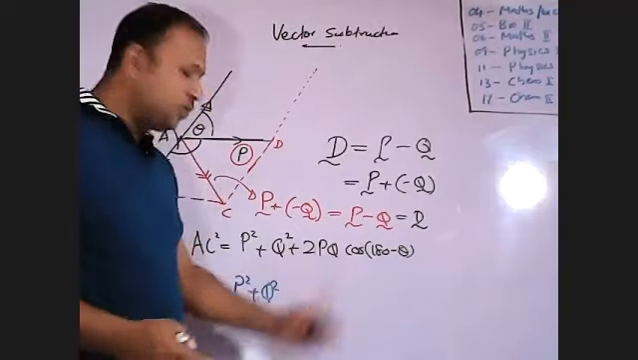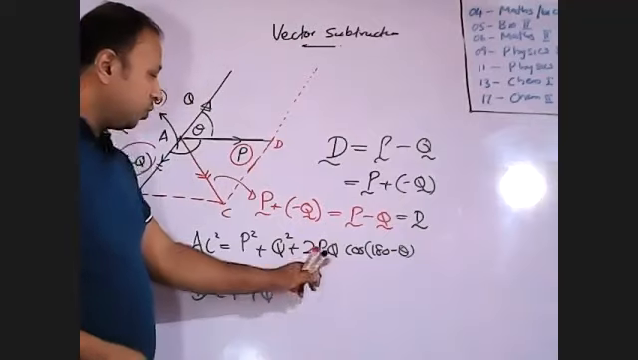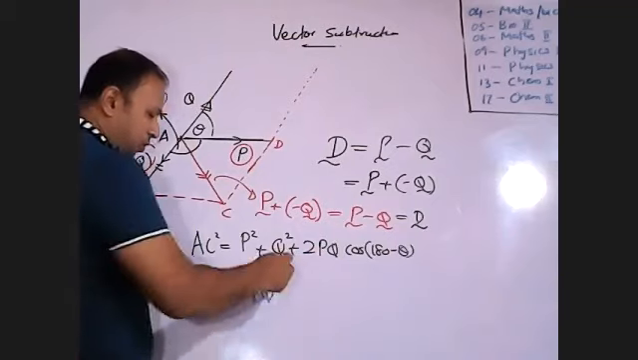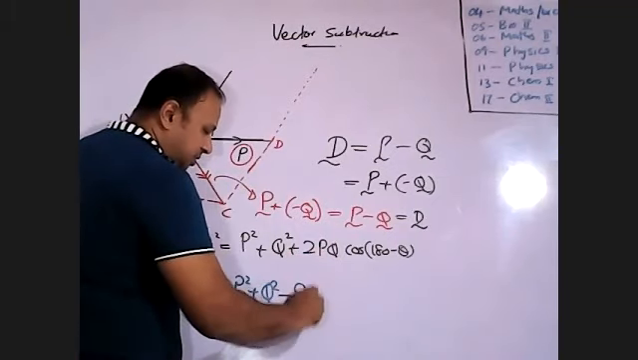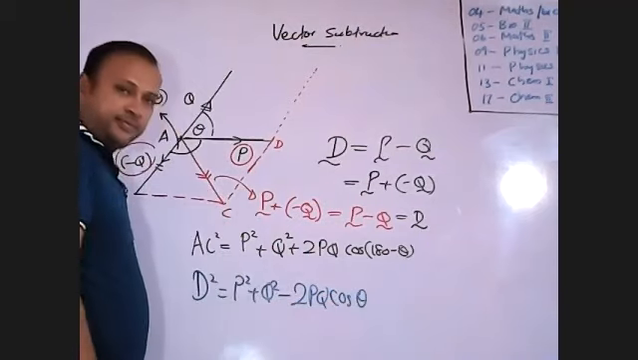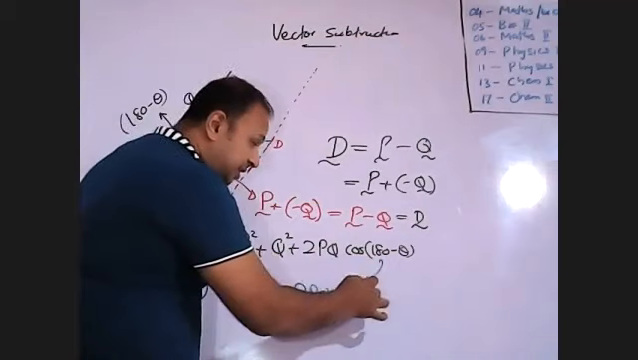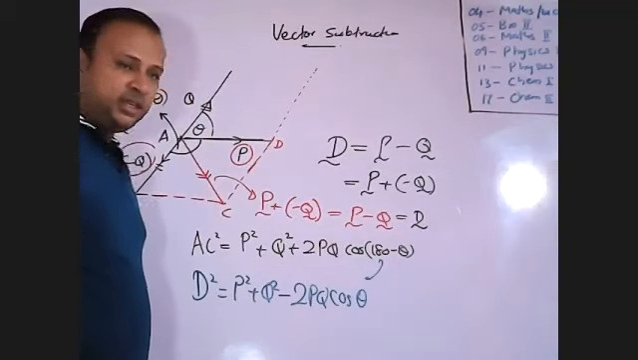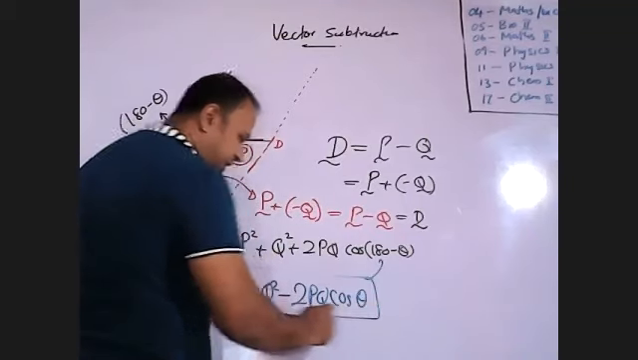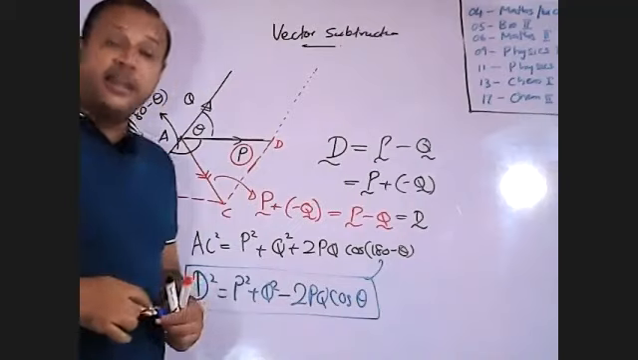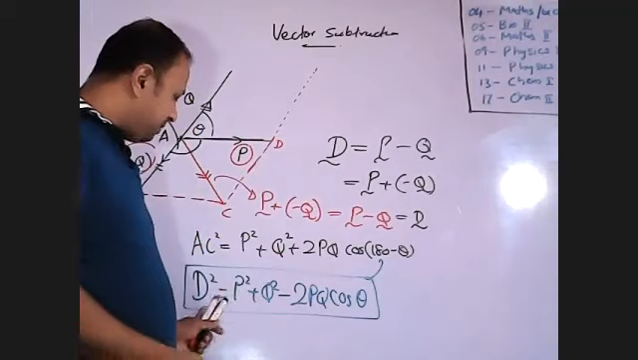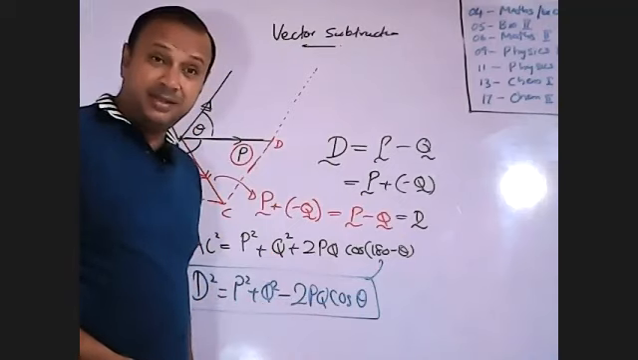We have discussed those things in our trigonometric lessons. So cos(180 minus theta) is equal to minus cos theta. So this will be minus 2PQ cos theta. I can convert 180 minus theta into theta using that equation. So this will be the equation to find the difference between two vectors: P squared plus Q squared minus 2PQ cos theta.